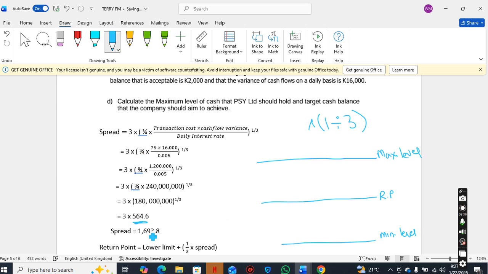Can someone confirm? I want to make sure everyone knows how to put this, because if you don't know how to put that, you'll get the question wrong, and this question carries 15 marks, part D. So you don't want to lose 15 marks.